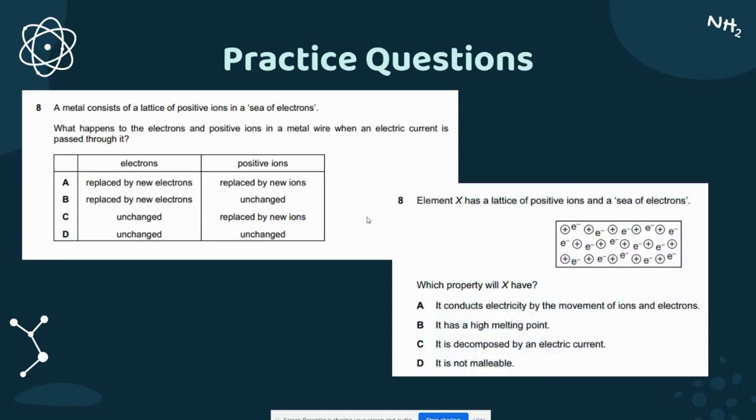One more question. Element X has a lattice of positive ions and a sea of electrons. Which property will X have? It conducts electricity by the movement of ions and electrons. Now, this statement is false. Only the movement of electrons. It has a high melting point. Yes. It is decomposed by electric current. No. It is not malleable. Absolutely not. So the answer is it has a high melting point.